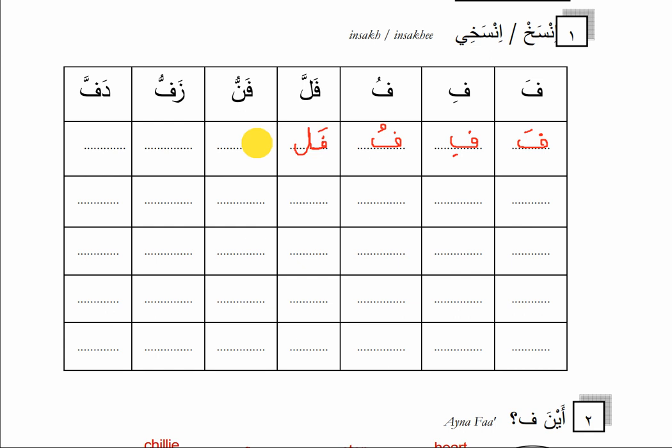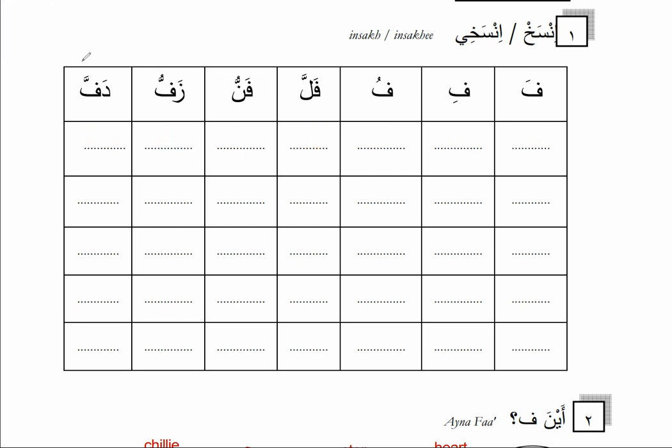Then fa and noon. Fannu. Then zai and fa is the isolated letter, so it will be written full form, shadda and dhamma. Dal, it's very easy. Fa with shadda and fatha, dal with fatha. So this is how you're going to write all the letters.